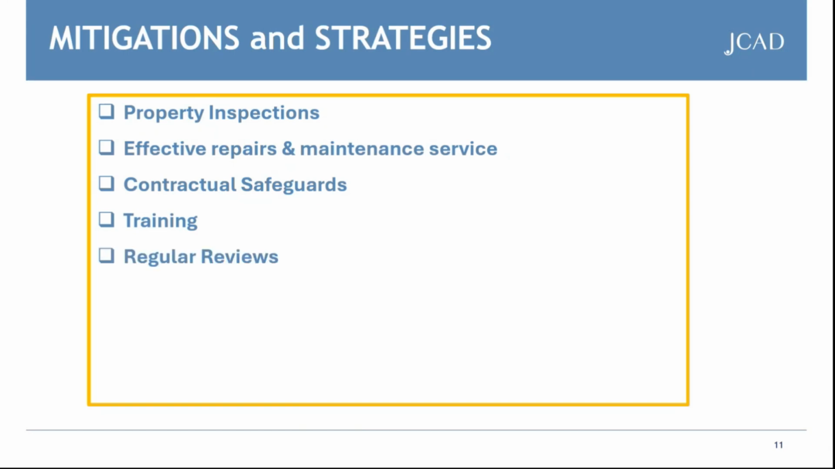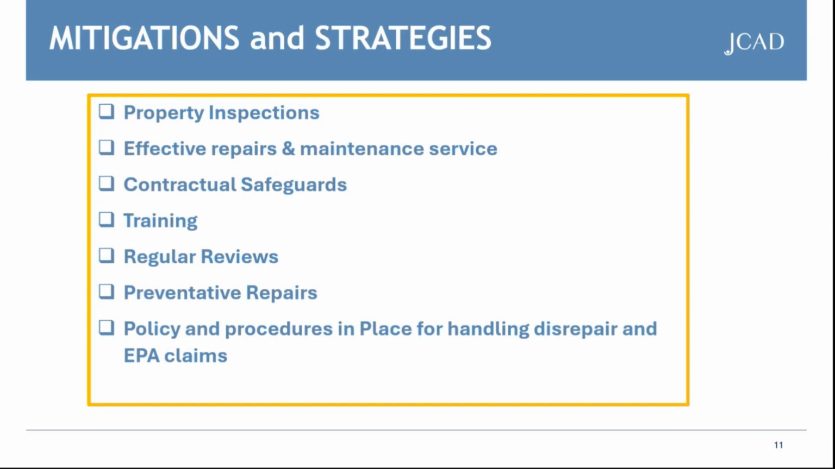And as with all your other risks, they should be regularly reviewed and updated, and your mitigations as well. So a robust and comprehensive preventative repairs and maintenance programme should be in place to address potential issues before they arise. You should also have policy and procedures in place for handling disrepair and EPA claims. A designated person should be coordinating this and making sure repairs are carried out, making sure the training's in place, all of those things.